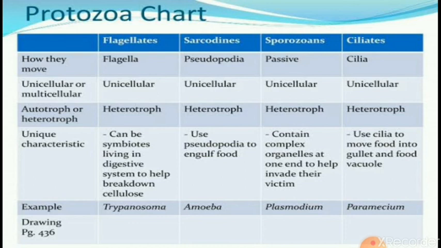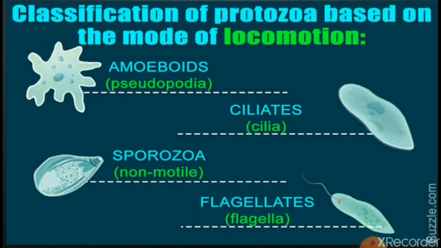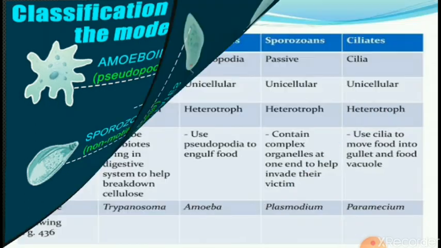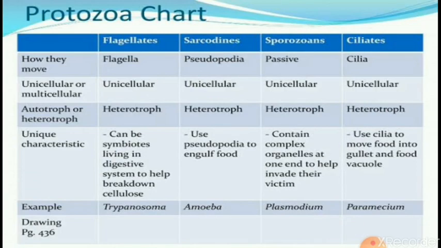In flagellata, the locomotory organelles are flagella, while in sarcodina it is pseudopodia. In sporozoa, locomotory organelles are absent, while in ciliata, locomotory organelles are cilia. All the protozoans are unicellular and heterotrophic in nature. There are some unique characteristic features.